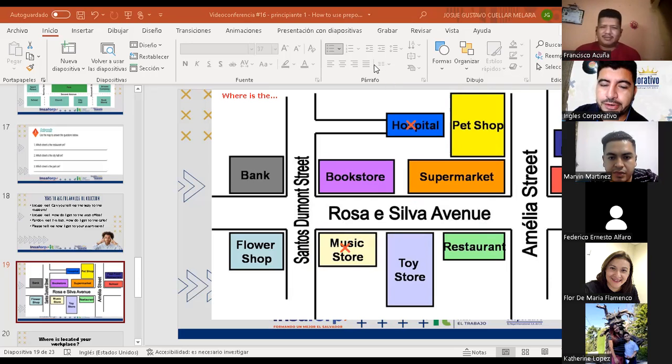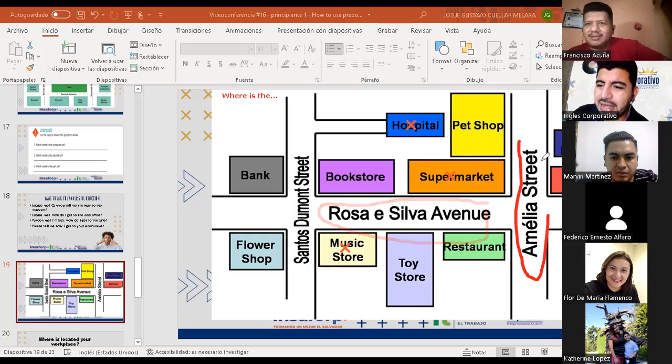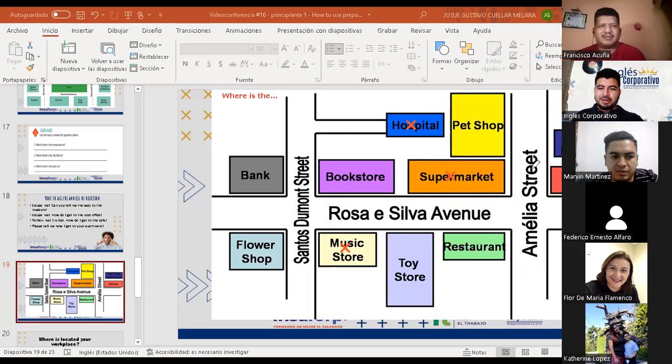Francisco. Where is the supermarket? It's on Amelia Street. Very nice. Podría ser esto. Y podrías agregarle next to Pet Shop Boys, a la par de. Entonces, acuérdense que entre más detallitos es más fácil ubicar, ¿verdad? Ok, thank you. Francisco, let's ask another student.